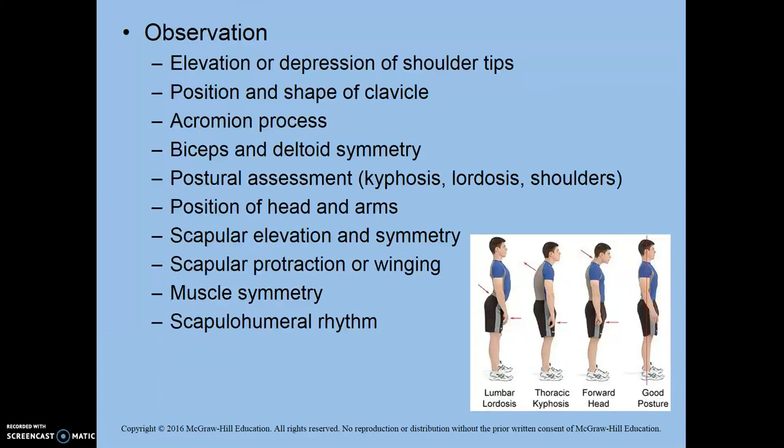I also want to look at their arms before I do anything else. So I'm looking at the tips of the shoulder. Is one higher than the other? Are the clavicles aligned? Are the acromion processes aligned? Is there symmetry in their biceps? I want to look at their posture. Because if I'm trying to do overhead activities and they have this type of posture, or really this type of posture, then it's going to throw off those mechanics. This is how they should look for optimal performance.